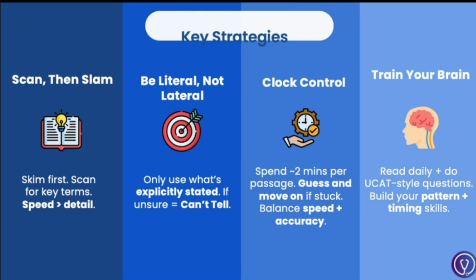So you get 2 minutes to read the passage and also answer the questions, which is not a lot of time. Guess and move on if stuck. Balance speed and accuracy. Again, easy to say that stuff. You only get it when you practice. Train your brain, so read daily and do UCAT style questions and build your pattern timing skills. Just comes down to practice.